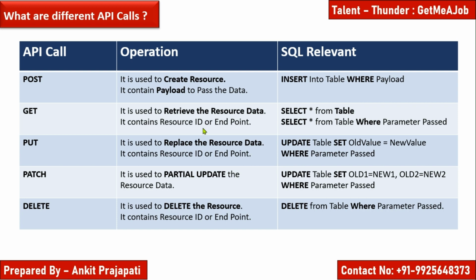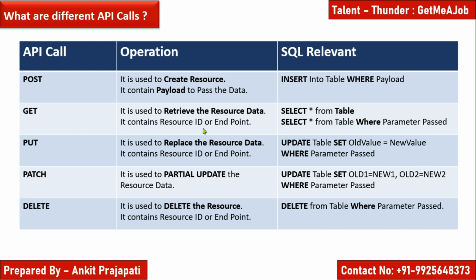Then patch is used for a partial update. In the next question we will discuss it in detail. In a patch it will be a partial update based on a few columns or a few parameters you want to update. Delete means delete the resource. You need to provide the resource ID to delete it from the application or software. That is similar to delete from table where the parameter passed matches.